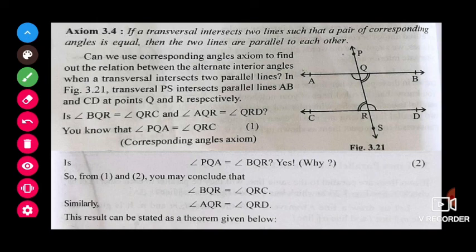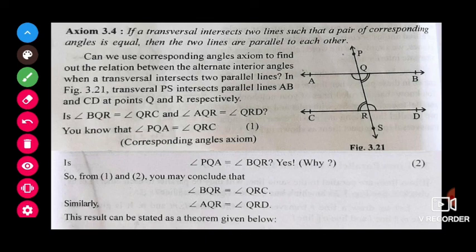So children, here we have AB and CD as two parallel lines, and PQ is a transversal, PS is a transversal, intersecting AB and CD at the points Q and R. Now we have the angles. Angle BQR is one of the interior angles, and we are trying to show that alternate angles are equal by using the relationship between corresponding angles and alternate angles. What we are trying to show is that the alternate angles, that is BQR and QRC, are both equal.